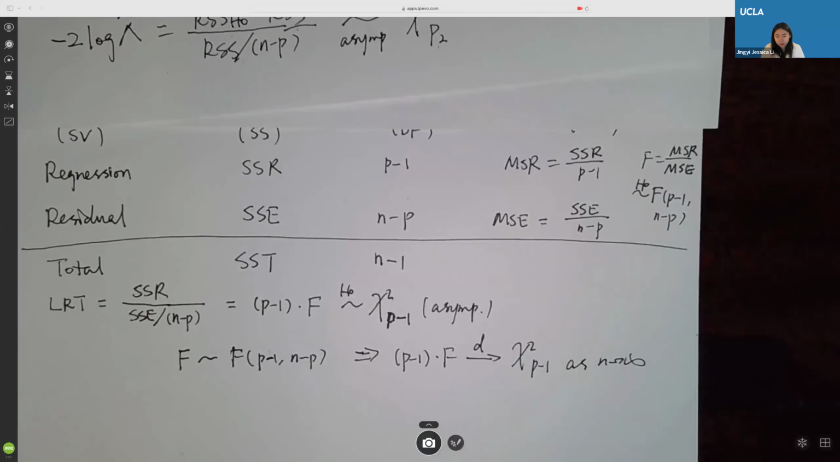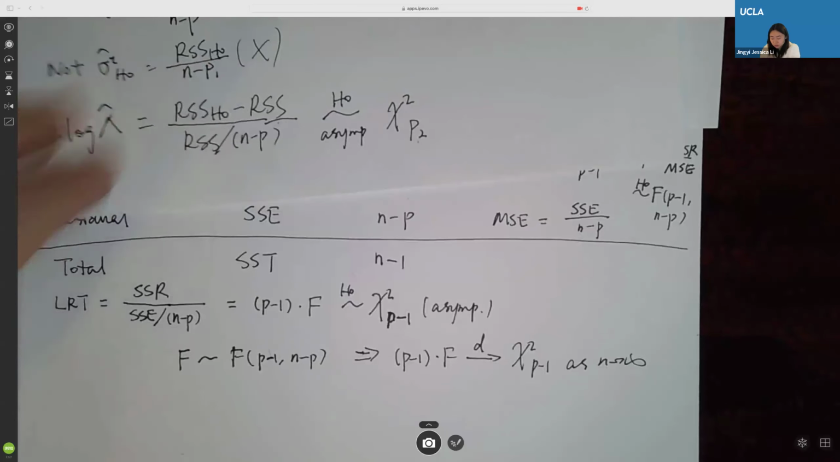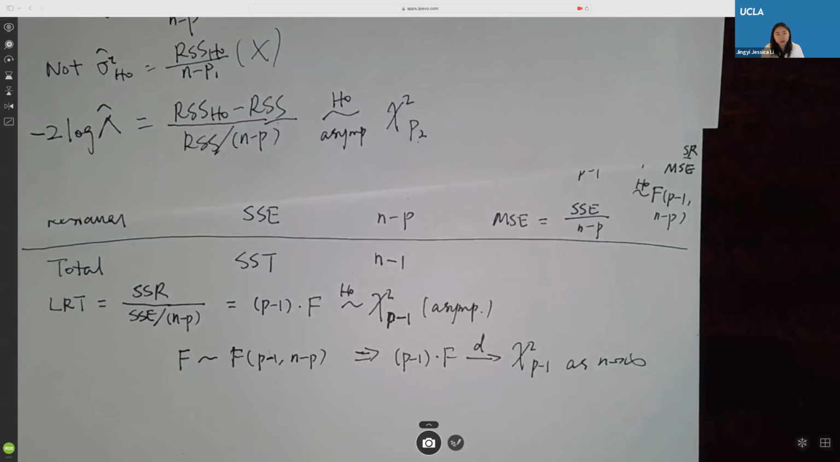I'll pause here for a moment and let you ask questions if you think anything is confusing. I would say one confusing part is that SSE and RSS are the same thing. So basically, what I'm trying to write here is to translate this to this in the ANOVA language.